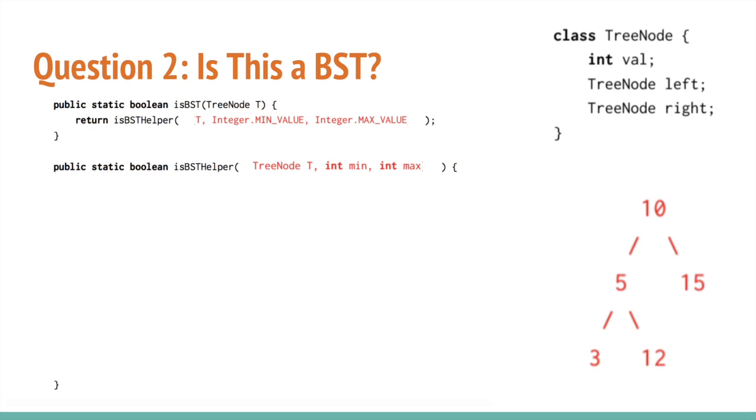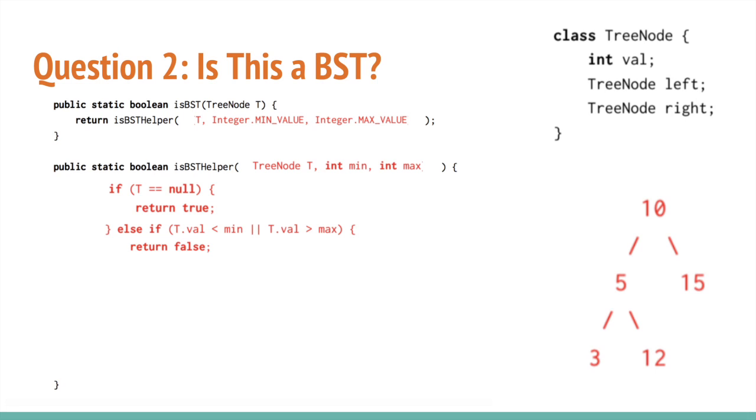So the first thing we need to do in a recursive function is define a base case, and this would just be when t is null, in which we would return true. Next, we want to check if the value of t is between the predefined intervals. So if t.val is less than min, or if t.val is greater than max, we want to return false.